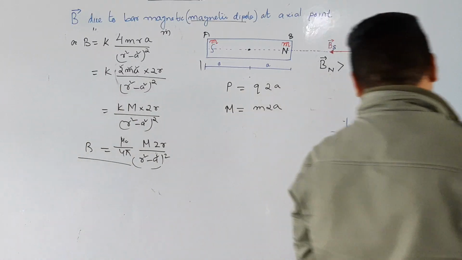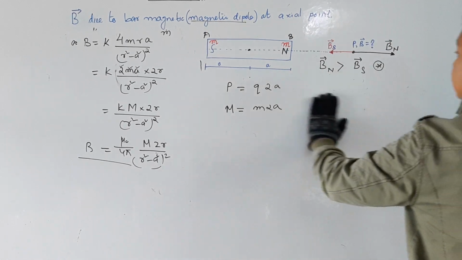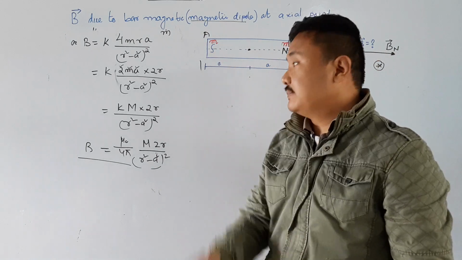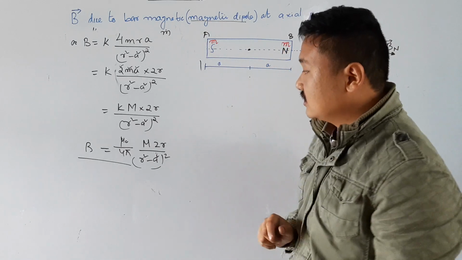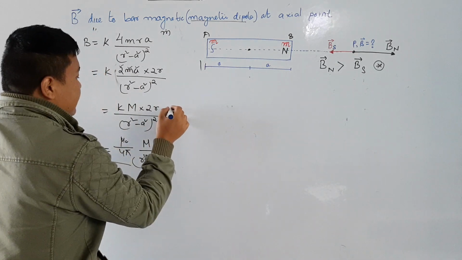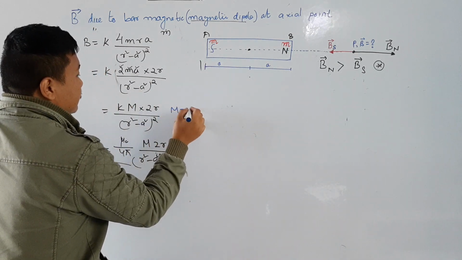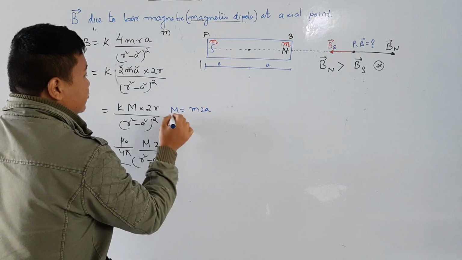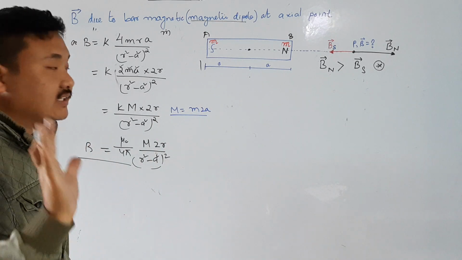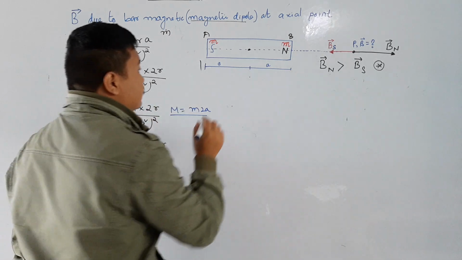So we have calculated the net magnetic field at this point. Now let us write M is equal to m into 2A, which is called magnetic dipole moment or magnetic moment. You have to write. Now special case.